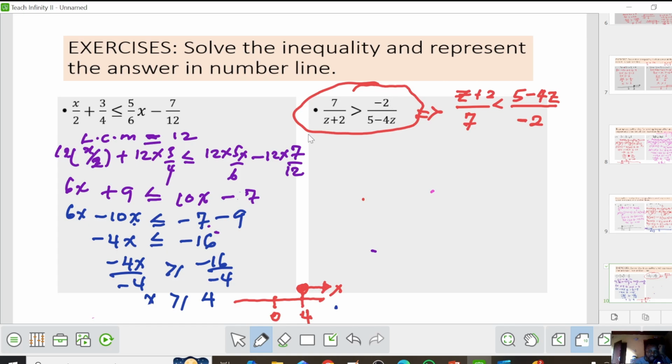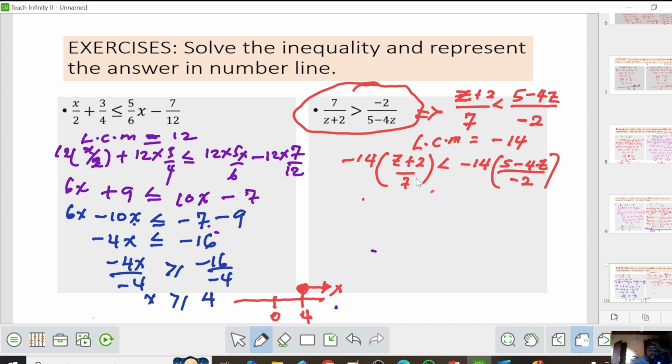Or another way, you can cross multiply to solve for your z. Remember, it's z. The LCM is -14. 7 can go into -14, and -2 can also go into -14. So we multiply this one, that's z plus 2 divided by 7, less than -14, then open the bracket, that's 5 minus 4z over -2. Let's close the bracket.